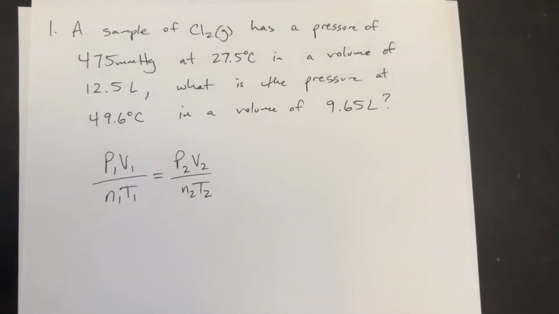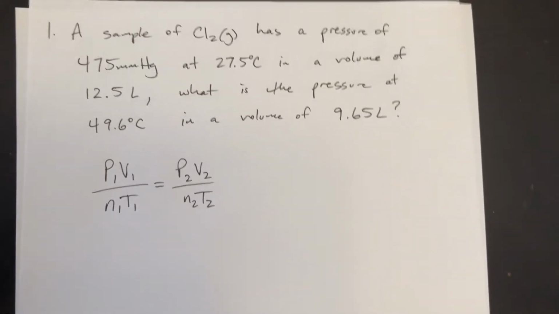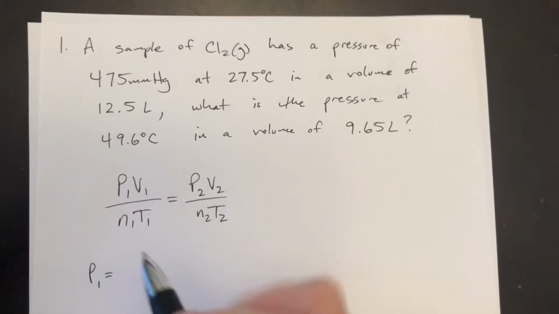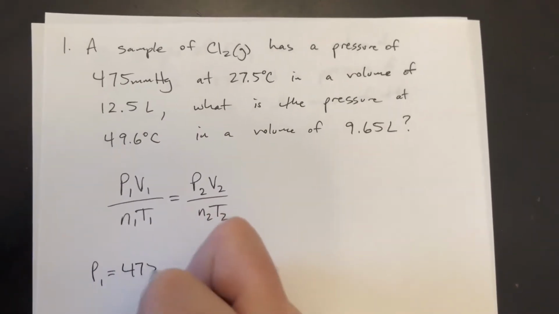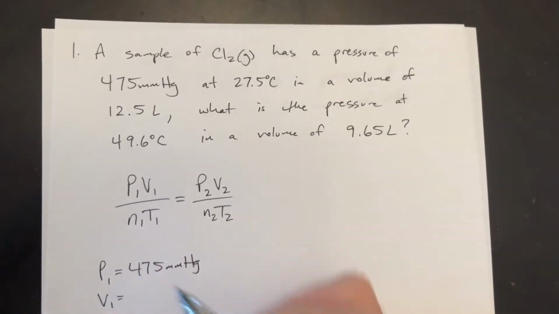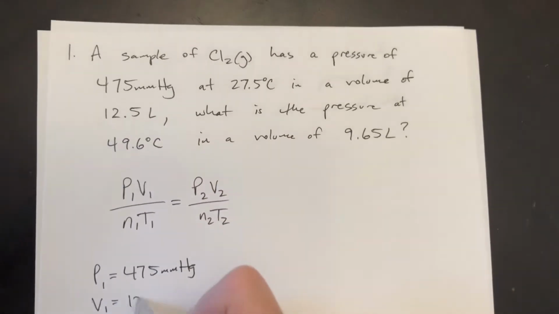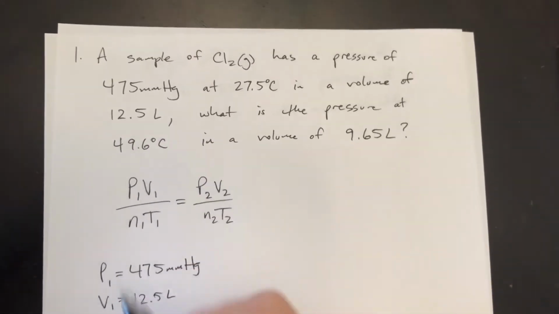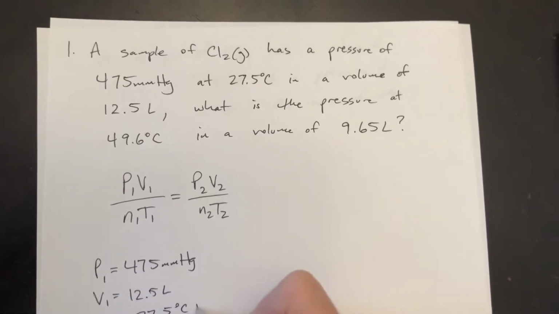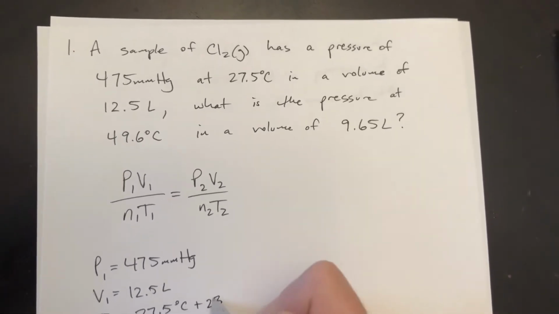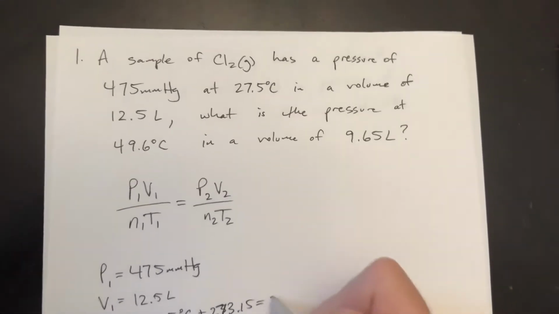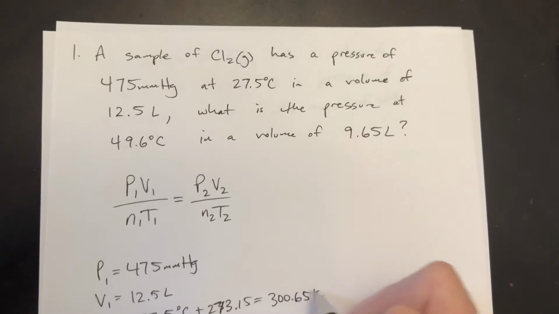Okay, so let's kind of do an inventory of what we have. So P1 equals 475 millimeters of mercury. V1 is 12.5. T1 is 27.5 degrees Celsius, but we're going to need that in Kelvin. So if we add 273.15, the answer comes out to 300.65 Kelvin.